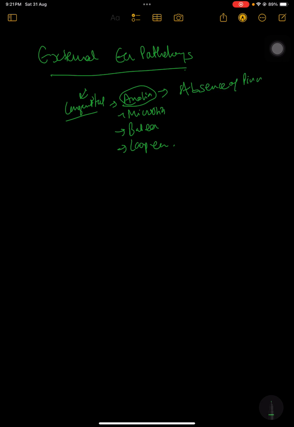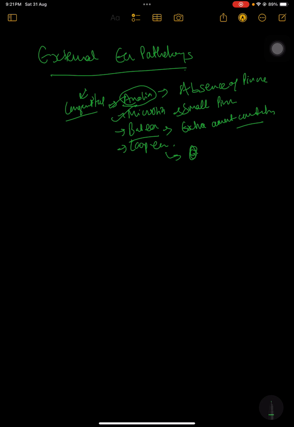Microtia means there's a small pinna, and bat ear means there is an extra amount of cartilage that makes our ear look like a bat's ear. Loop ear means like a loop. We don't need to remember too much, but the main important ones are anotia and microtia.